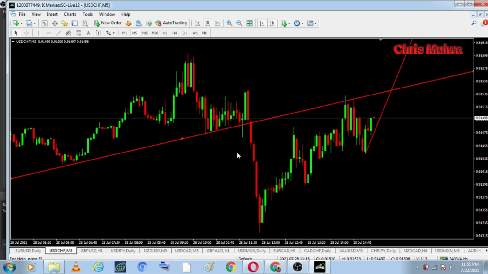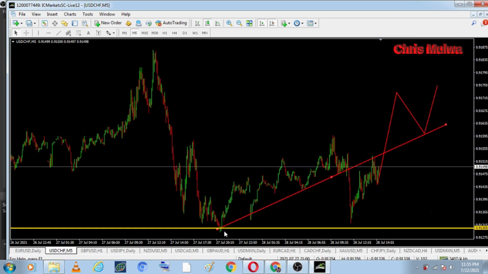Let me increase it. As you can see, our trend line, the market opened at this point. It has been moving. This was the midnight. That's why we have this gap. I will also teach you how to trade market gap in my next video. Let me note it somewhere so that I will not forget.